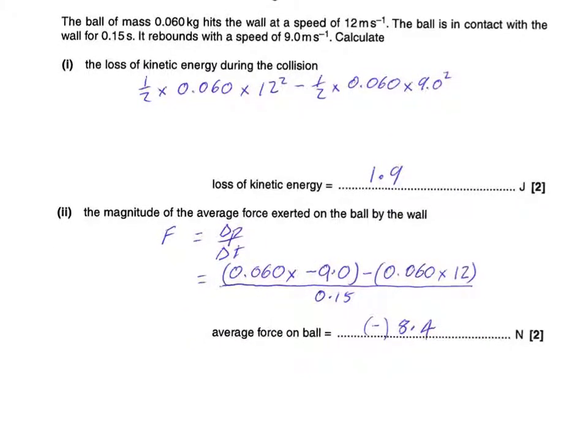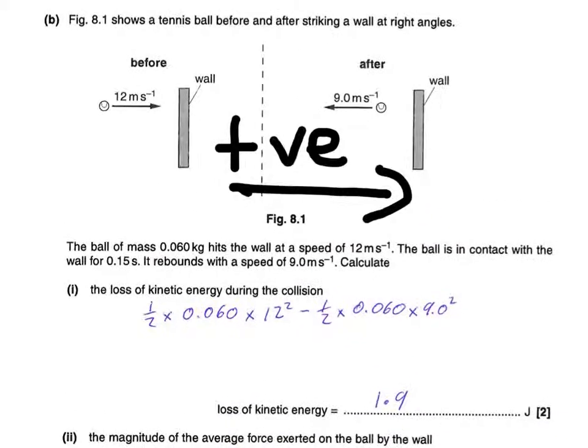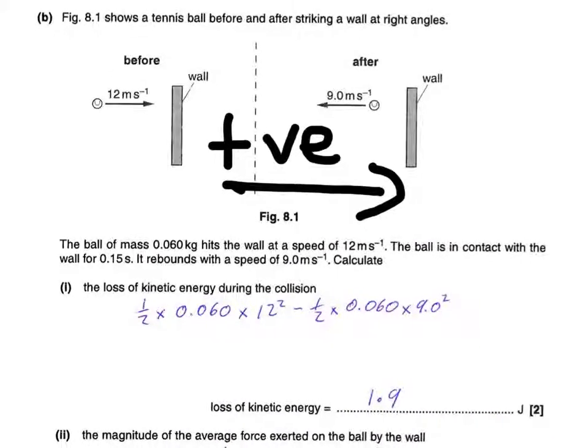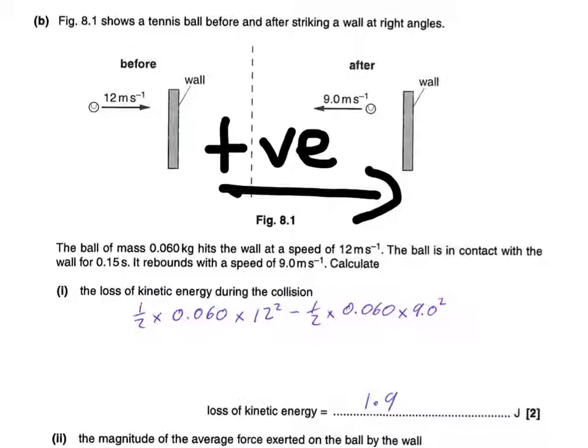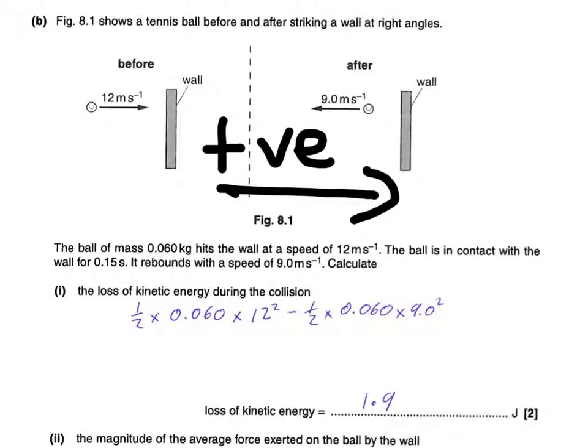The magnitude of the average force exerted on the ball by the wall. I've got a time for collision, I've got velocities before and afterwards, I've got mass, I'm thinking Newton's second law. So I'm going straight in there with F equals delta P upon delta T. Now, because I've got my directions arrow, hopefully I can keep things nice and simple and straightforward. So remember, delta P is always final takeaway initial. Change in anything is always final takeaway initial.